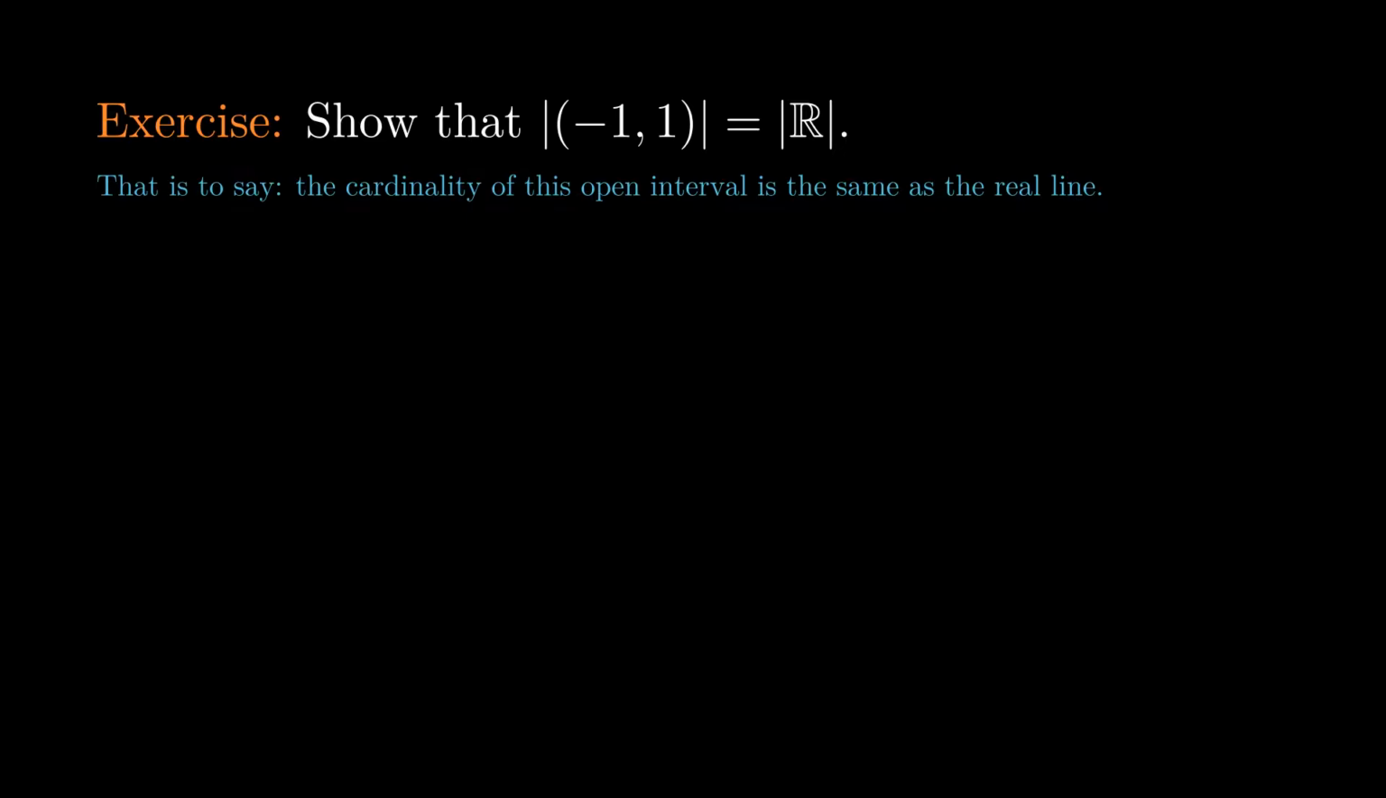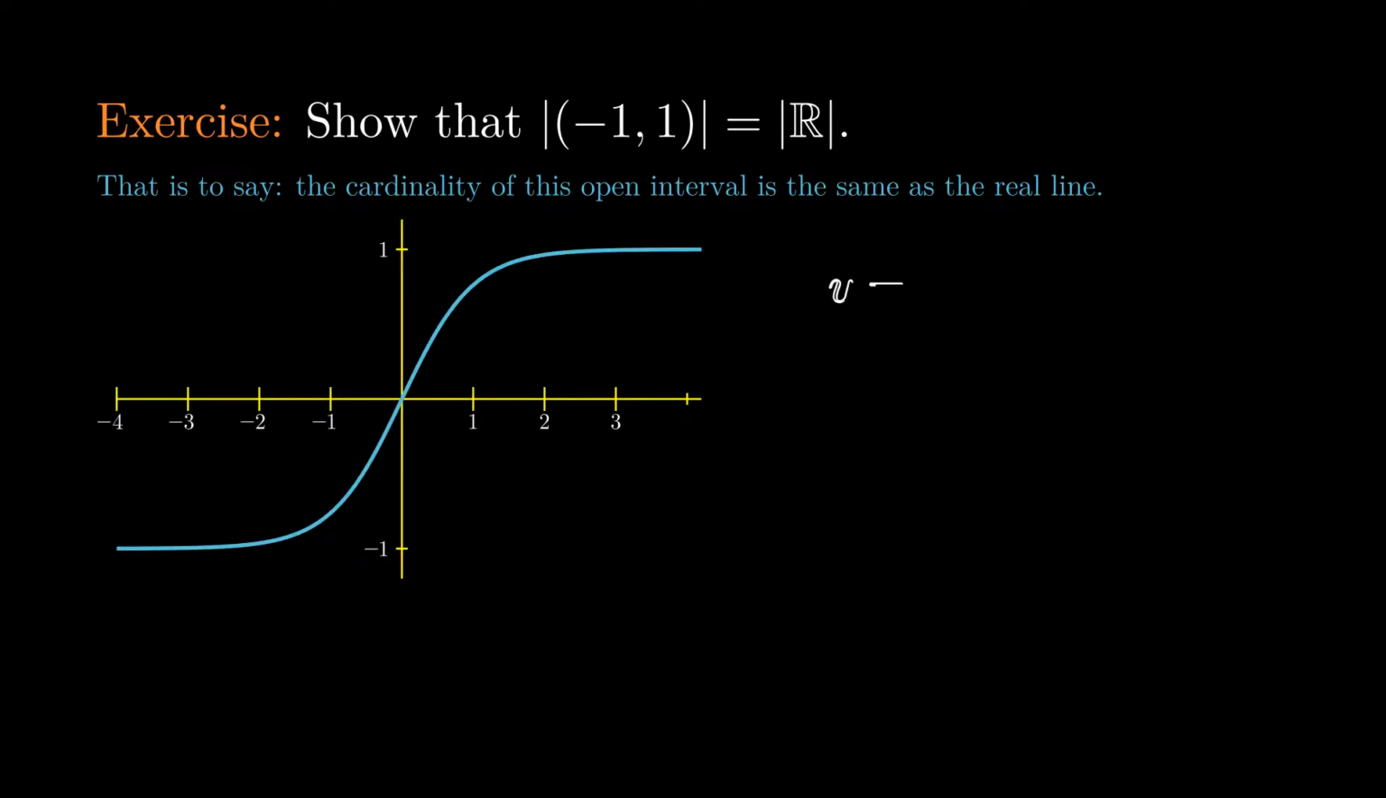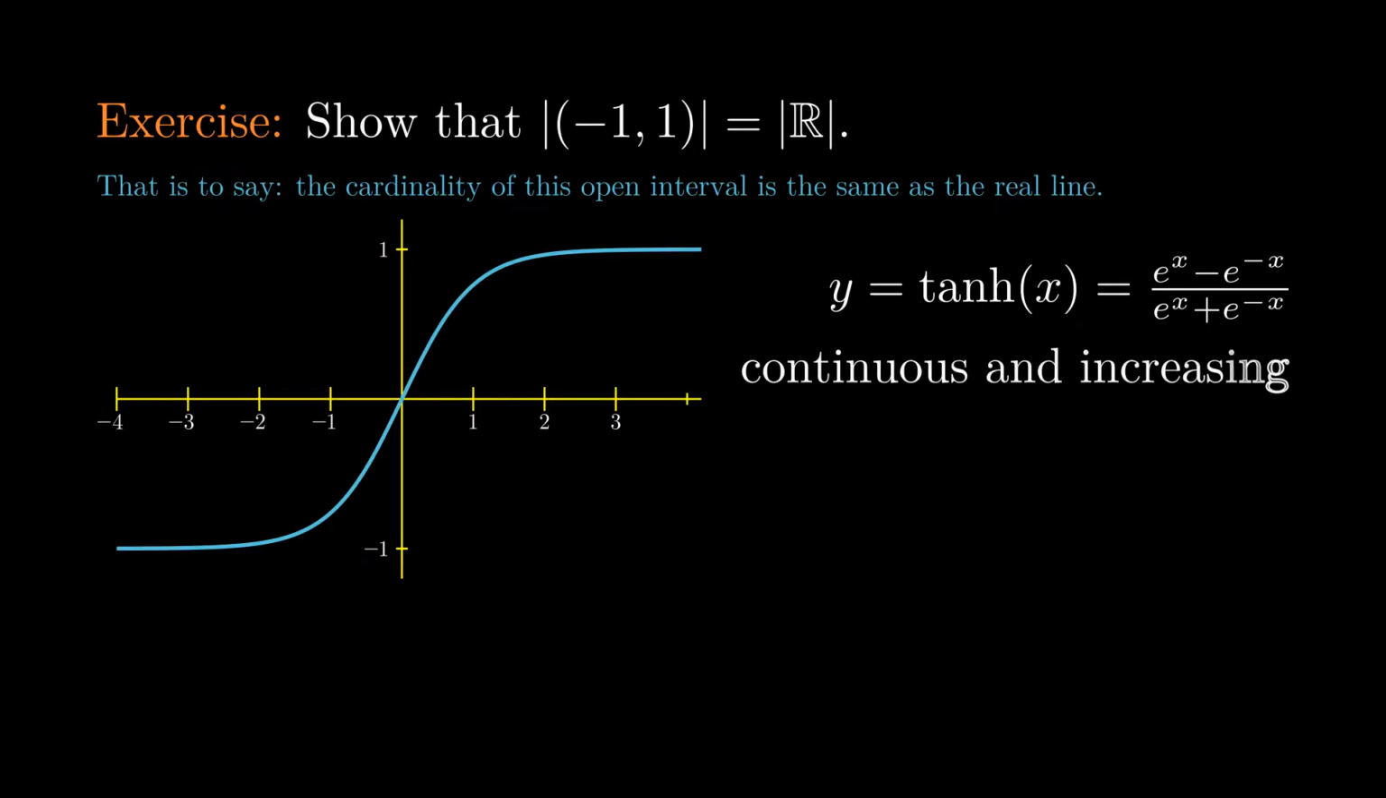The way we're going to establish this result is by explicitly giving a bijection between the two sets. And here we go. It turns out that there's a function called the hyperbolic tangent, abbreviated tanh and pronounced "tanch", which is given by this combination of exponentials: e^x minus e^(-x), divided by e^x plus e^(-x). We can see that this function is continuous, because it's the quotient of two continuous functions and the denominator is never 0.